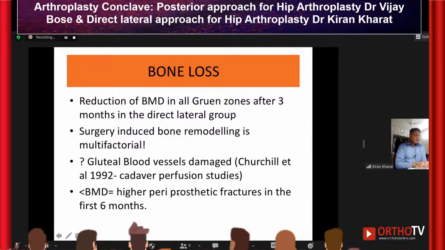Churchill had a paper in 1992 where they looked at cadaver perfusion studies, and they found that the gluteal blood vessels can be damaged if you do the lateral approach directly. What is the significance of this? Again, like Vijay said, you have to evolve, you have to improve every time you do a hip replacement. What does it mean? You reduce soft tissue trauma, you handle everything well, you don't dissect roughly, you try to preserve the blood supply, because if the bone density is lessened, there is a higher chance of periprosthetic fracture in the first 6 months.